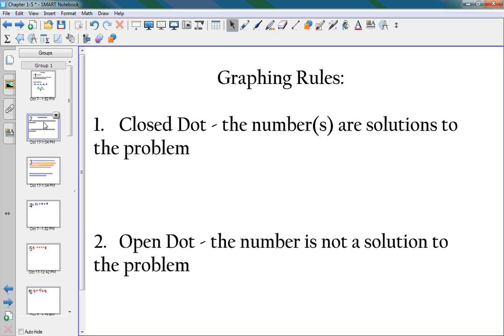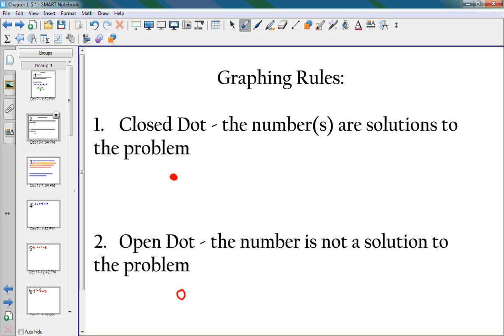Graphing rules. A closed dot means that the number is a solution. It is allowed to be that number. Okay? We'll physically see a closed dot there. An open dot means the number is not a solution to the problem. Meaning you can have all the numbers right up to that or right before it, but you cannot physically have that number. Okay?